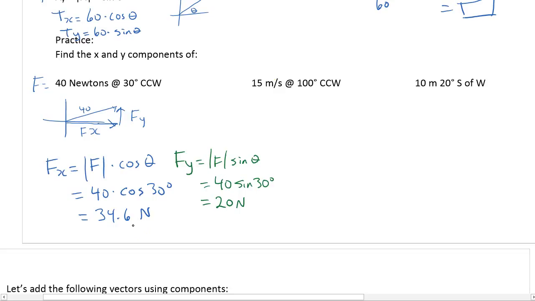Okay, let's try the second one here. 15 meters per second at 100 degrees counterclockwise.